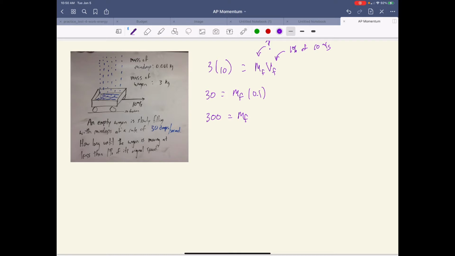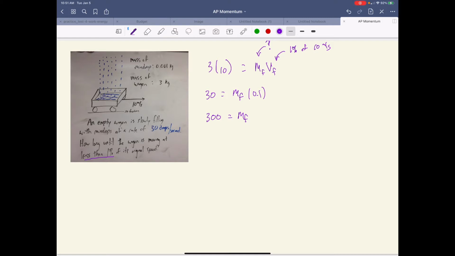I know it says less than 1%, but without getting too in-depth in the math, it has to do with something called limits. We could say 300.0000001 kilograms, but you can imagine an infinite number of zeros and then a 1. It's easier just to call it 300, because that sets it at 1%. Okay.